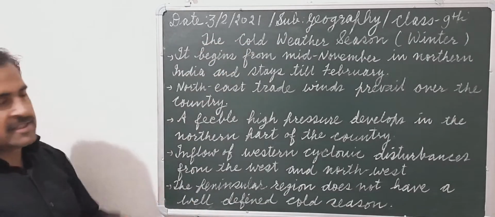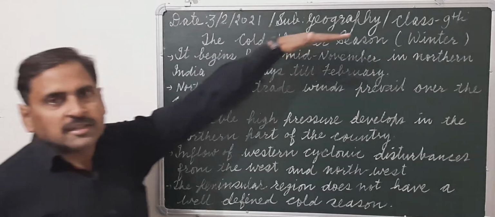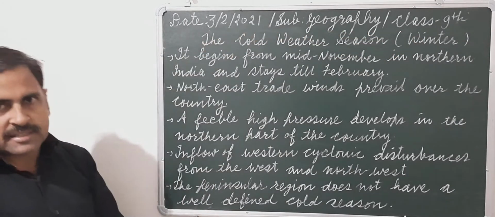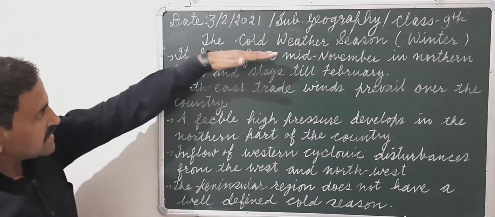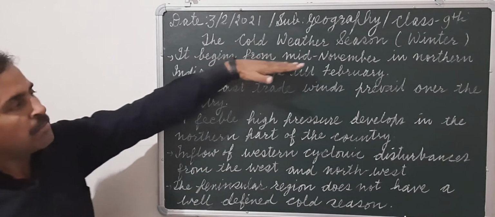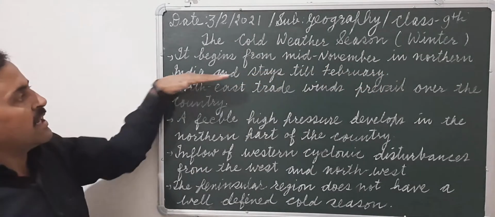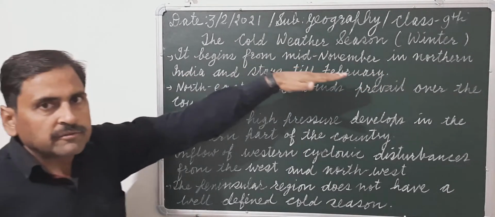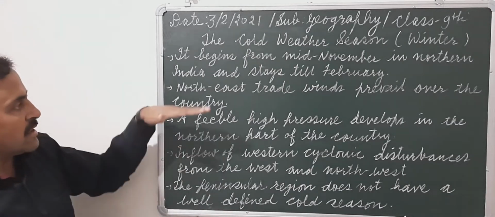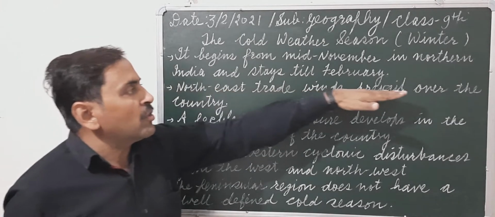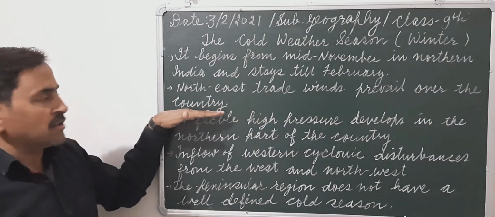Now, the cold weather season. Let's look at some of the characteristics of this season. First, this season begins from mid November in northern India and stays till February. Second, northeast trade winds prevail over the country.